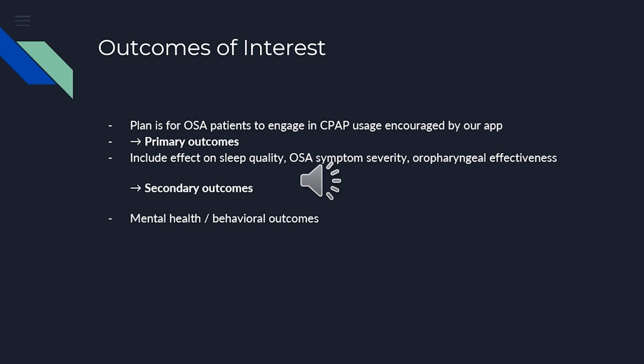A secondary outcome that may present itself would be mental health as well as behavioral outcomes. For example, the quality of life for those with OSA may increase with a possible reduction in the symptoms of OSA while using the app. These include anxiety, excessive tiredness, morning headaches, memory loss, as well as mood swings.